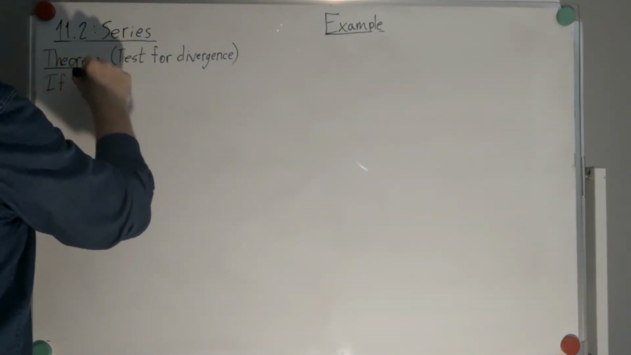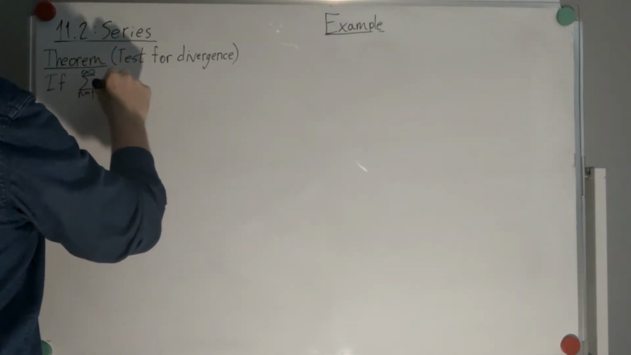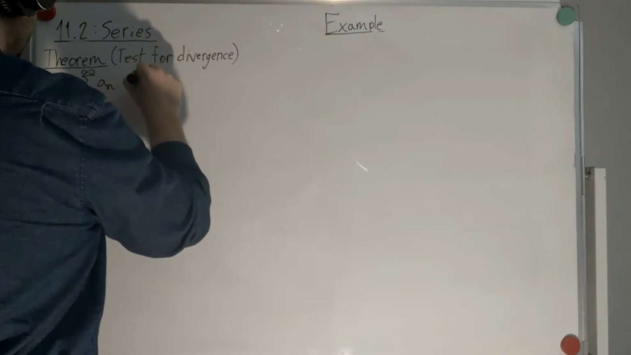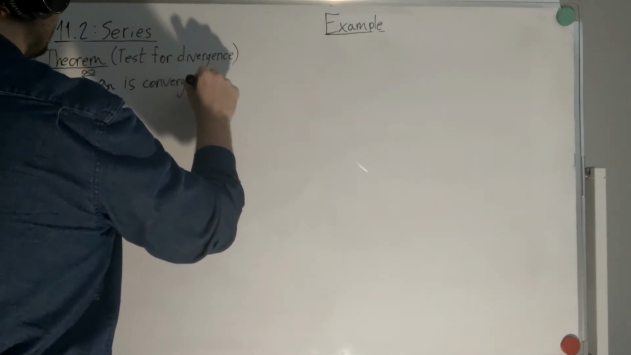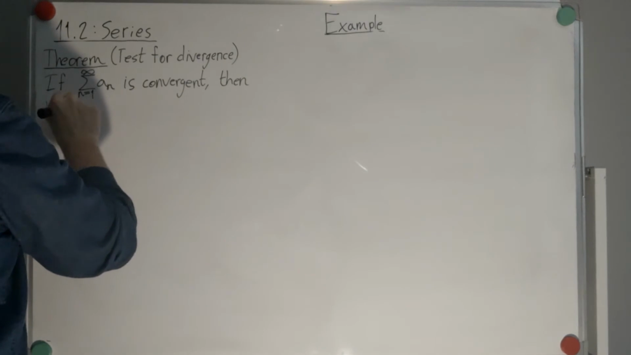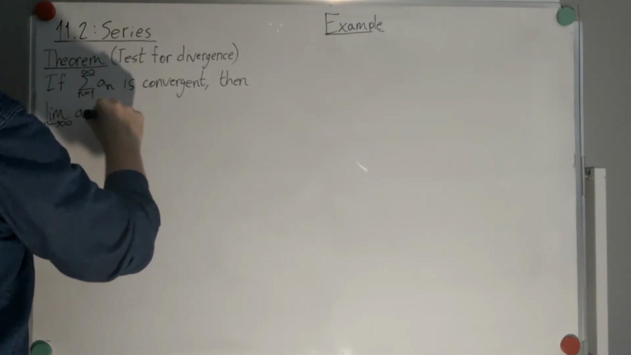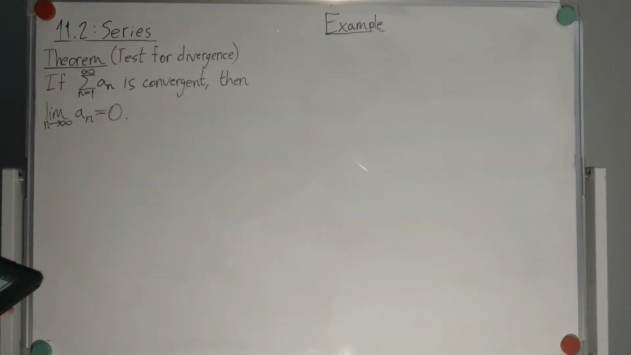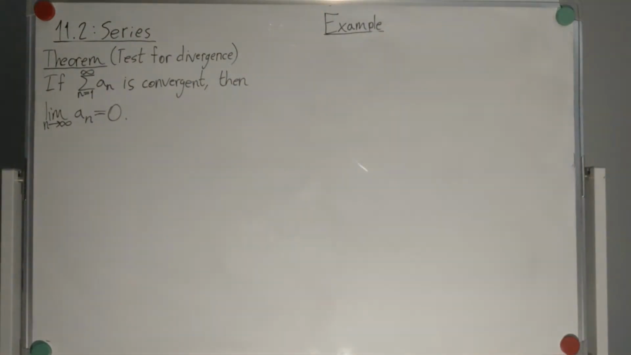If the sum from n equals 1 to infinity of a_n is convergent, then the limit as n approaches infinity of a_n must be 0. Okay? So let's look at a few examples of how this works.